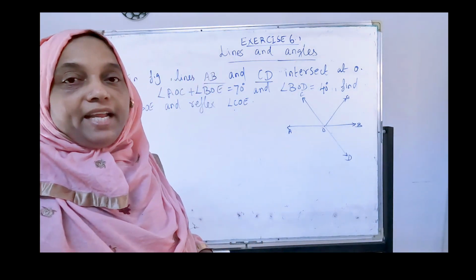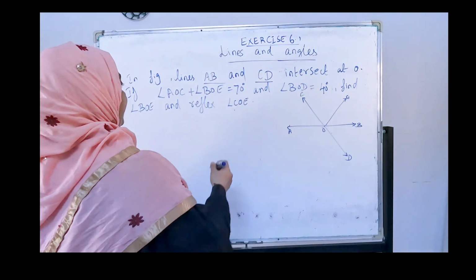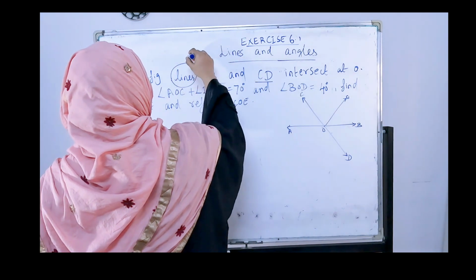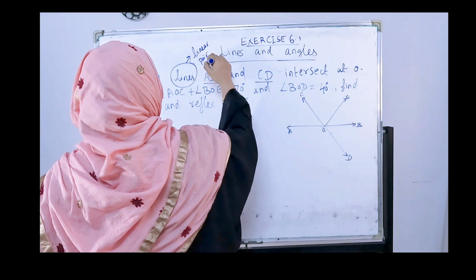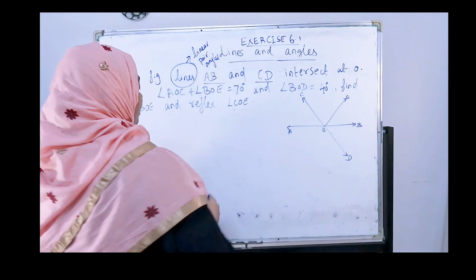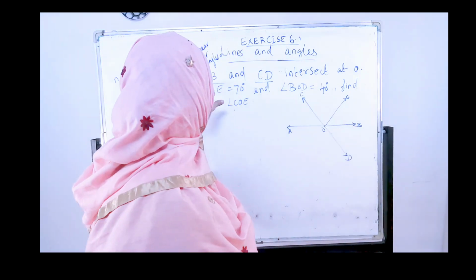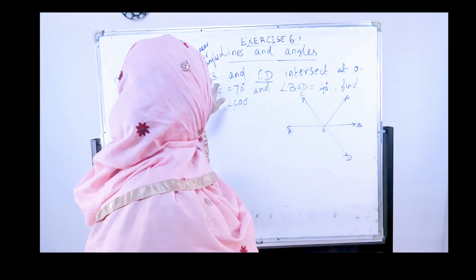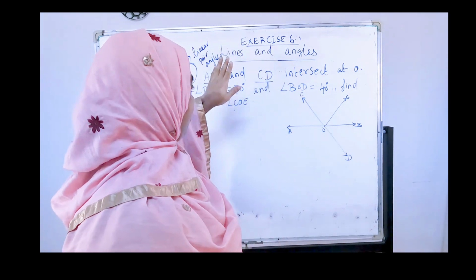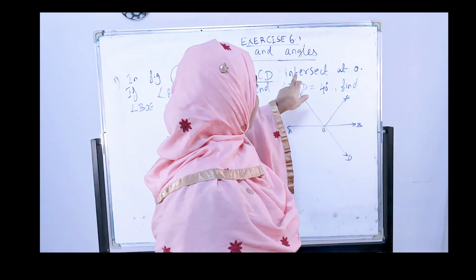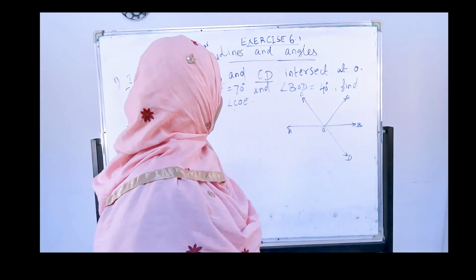Where lines are there, we can use linear pair of angles. So keep that in mind. If lines are there, we can always use linear pair of angles. In the line AB as well as in the line CD, we can use the linear pair of angles concept. These two lines are intersecting at O.